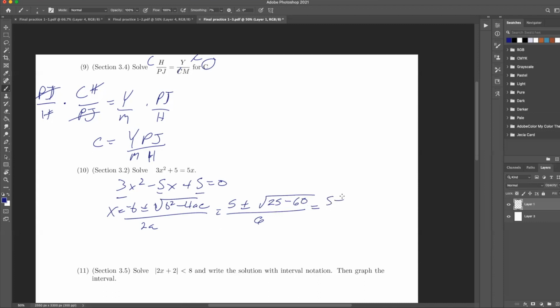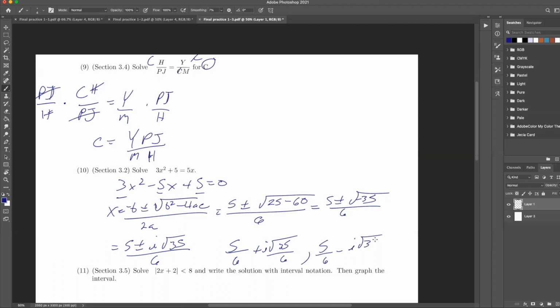This simplifies down to 5 plus or minus square root of negative 35, or negative 35, sorry, over 6. And then from here, we pull out the i. So it'd be positive 35, or i, positive square root of 35 over 6. And then the way your book wants you to write it in would be 5 over 6 plus i square root 35 over 6, comma, 5 over 6 minus i square root 35 over 6. So that's how you type it in.